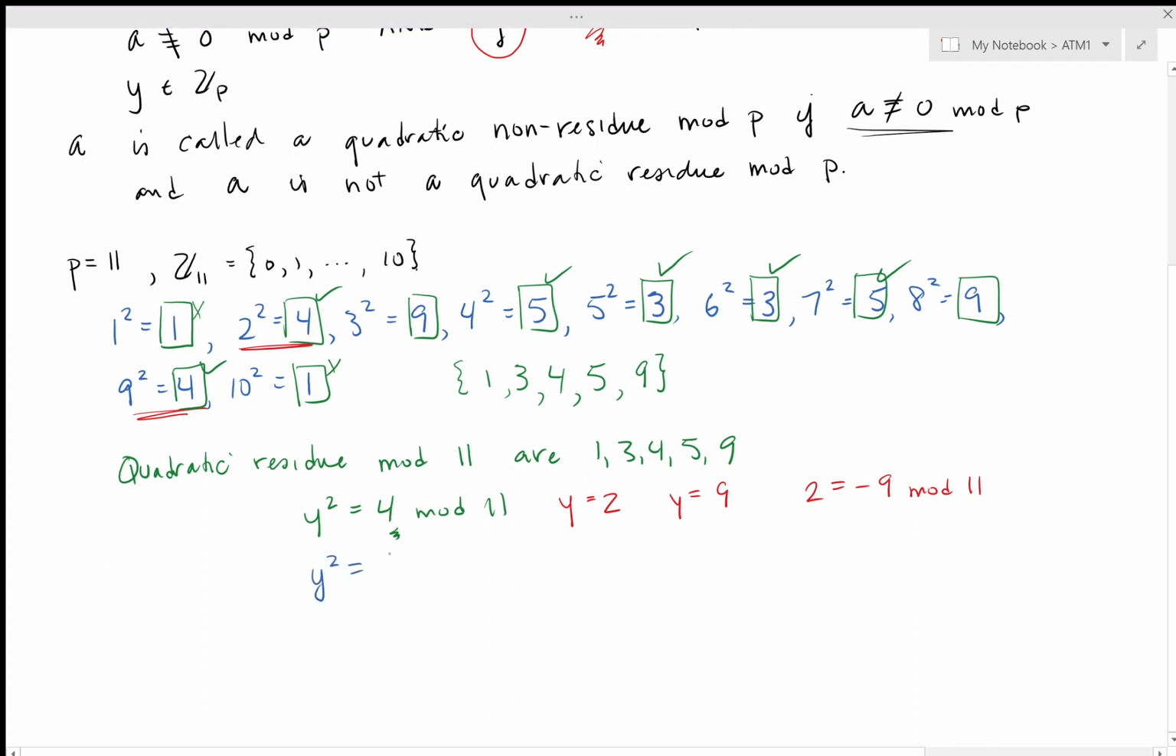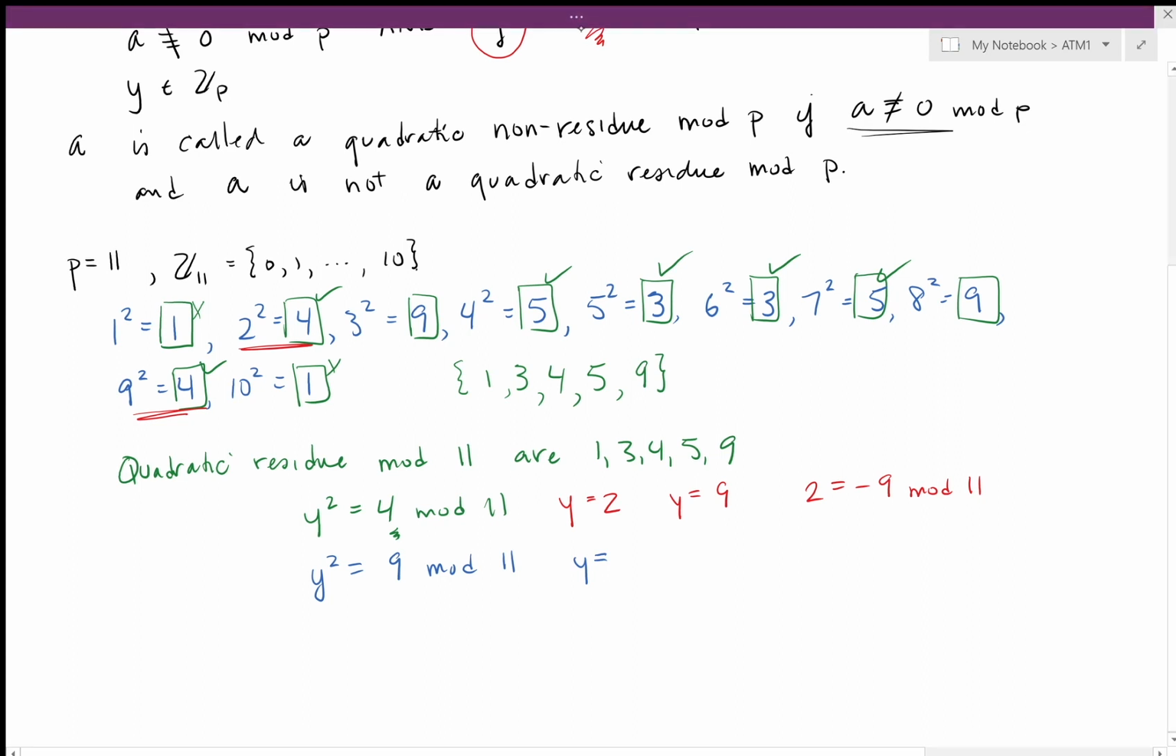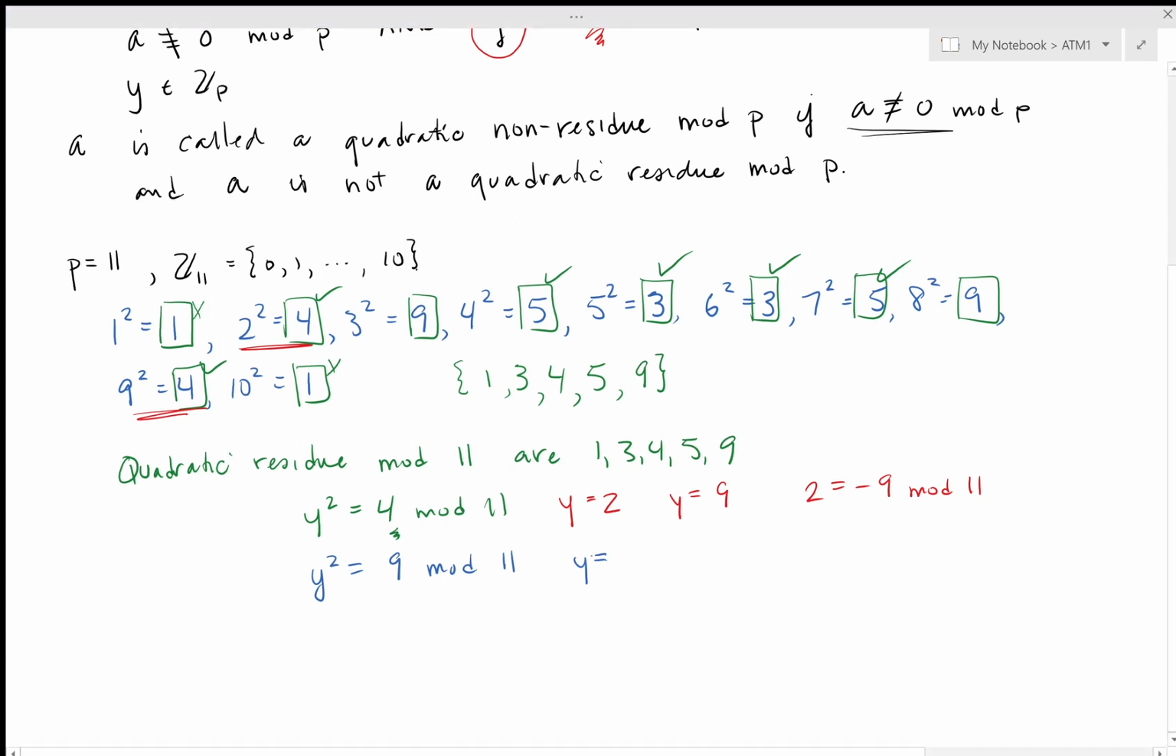Y squared is equal to 9 mod 11. So you could look above and say, for that to happen, y is going to have to be equal to another color here. I'm going to have to look above. Y is equal to... what number do I square? If I square some number, what number is it such that I will get 9 mod 11? So I look up here, I see that 3 will work. 3 squared is 9. And then I see also what else will work? 5. So y is equal to 5.